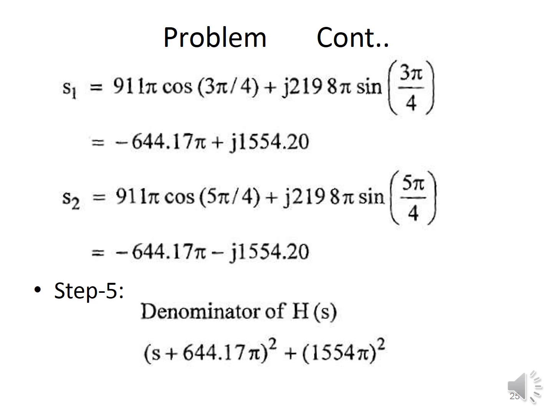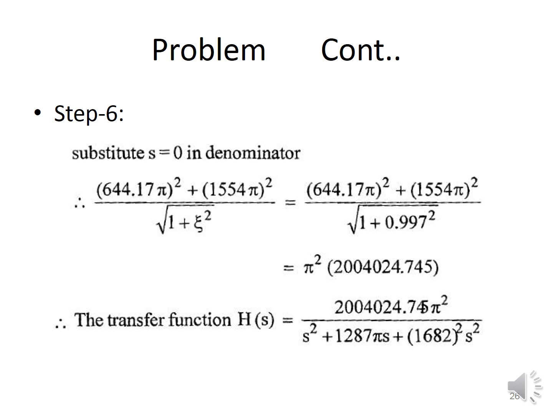S2 value is minus 644.17 pi minus j 1554.20, and the denominator will be calculated by using the above pole values, and then we are going to calculate the numerator value. Here the order of the filter is even, so the numerator will be calculated by substituting s equal to 0 in the denominator polynomial, and the value will be divided by root of 1 plus epsilon square. By using this formula, we get the numerator value that will be substituted in the transfer function.